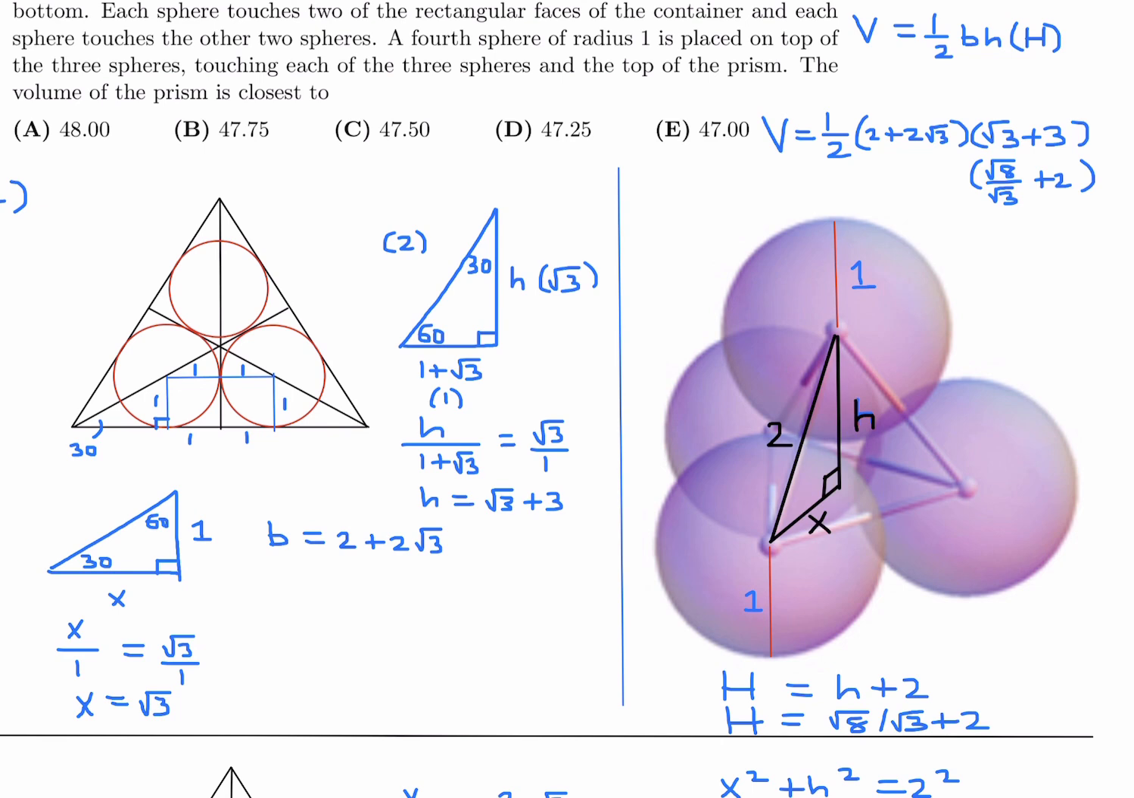crunch out those numbers. So get out your calculator and see what you get for these numbers. And when I do, I get, well, obviously 0.5 for that half. This 2 plus 2 root 3 is approximately 5.4641. Then we're going to multiply by root 3 plus 3. So that's 4.732. And then finally this guy, root 8 over root 3 plus 2. That is approximately 3.633.